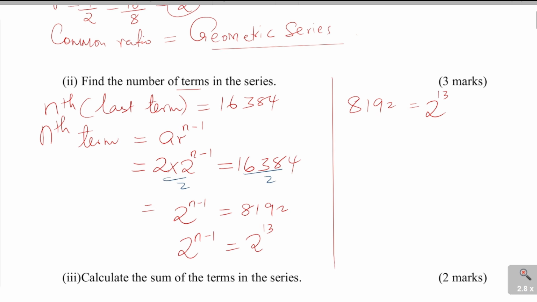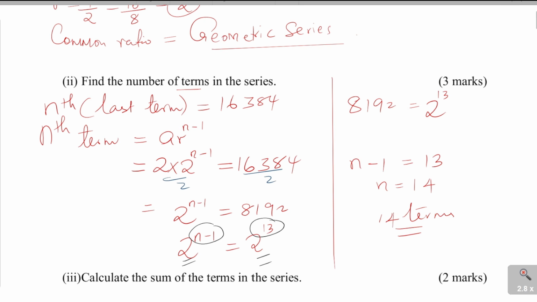You can see the bases are the same from both sides, so you simply pick the powers, and you have n subtract 1 is equivalent to 13, and therefore the value of n is 14. So the number of terms therefore is 14 terms.